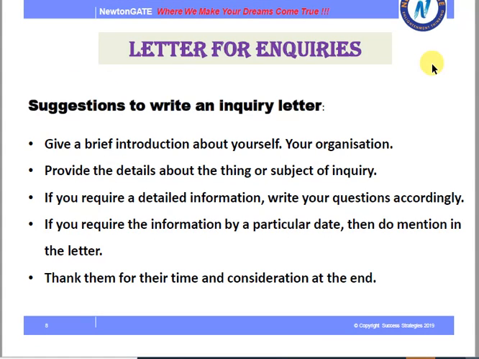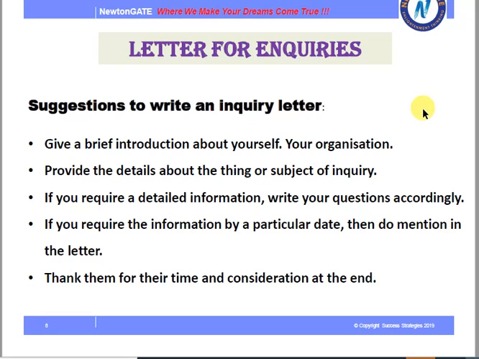Next comes letter for enquiries. So what is a letter for enquiry? Usually it is written to gain some information from the recipient or give the information about yourself. We have to write the letter for enquiries by giving a brief introduction about yourself or the organization you are writing on behalf of.